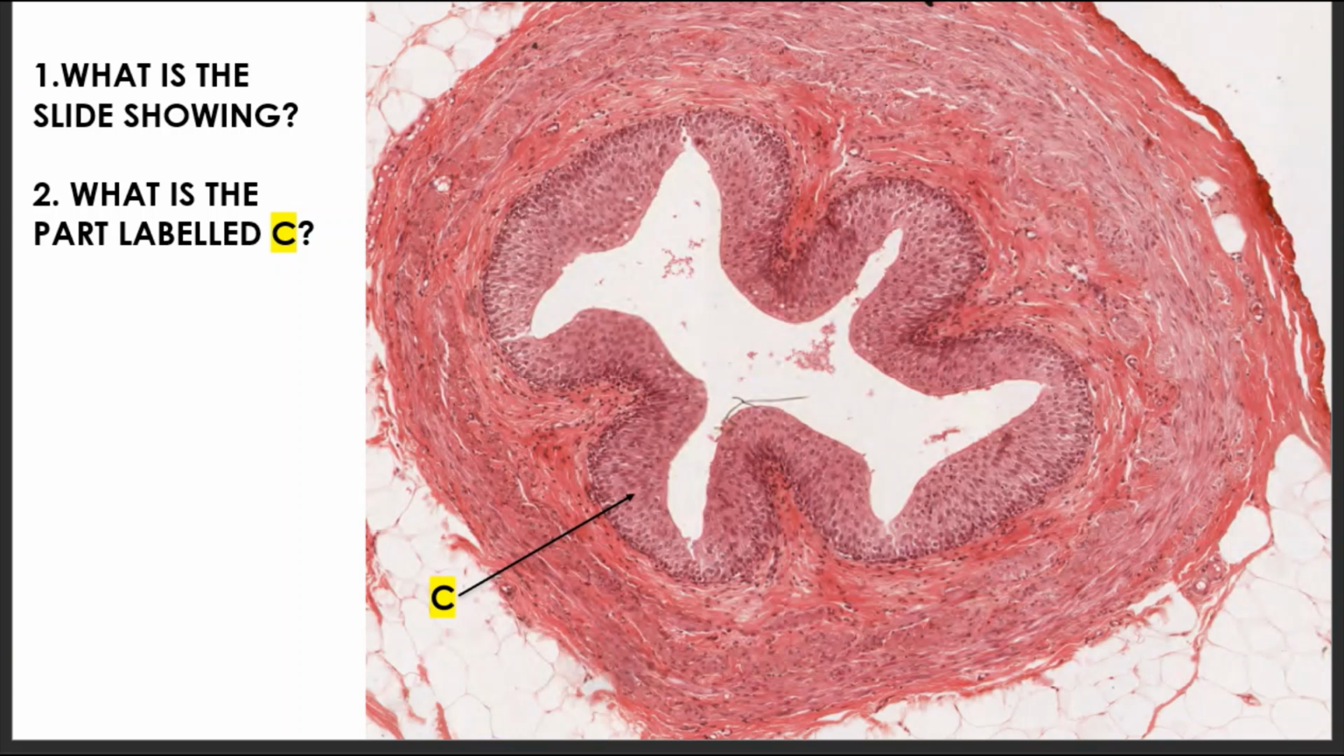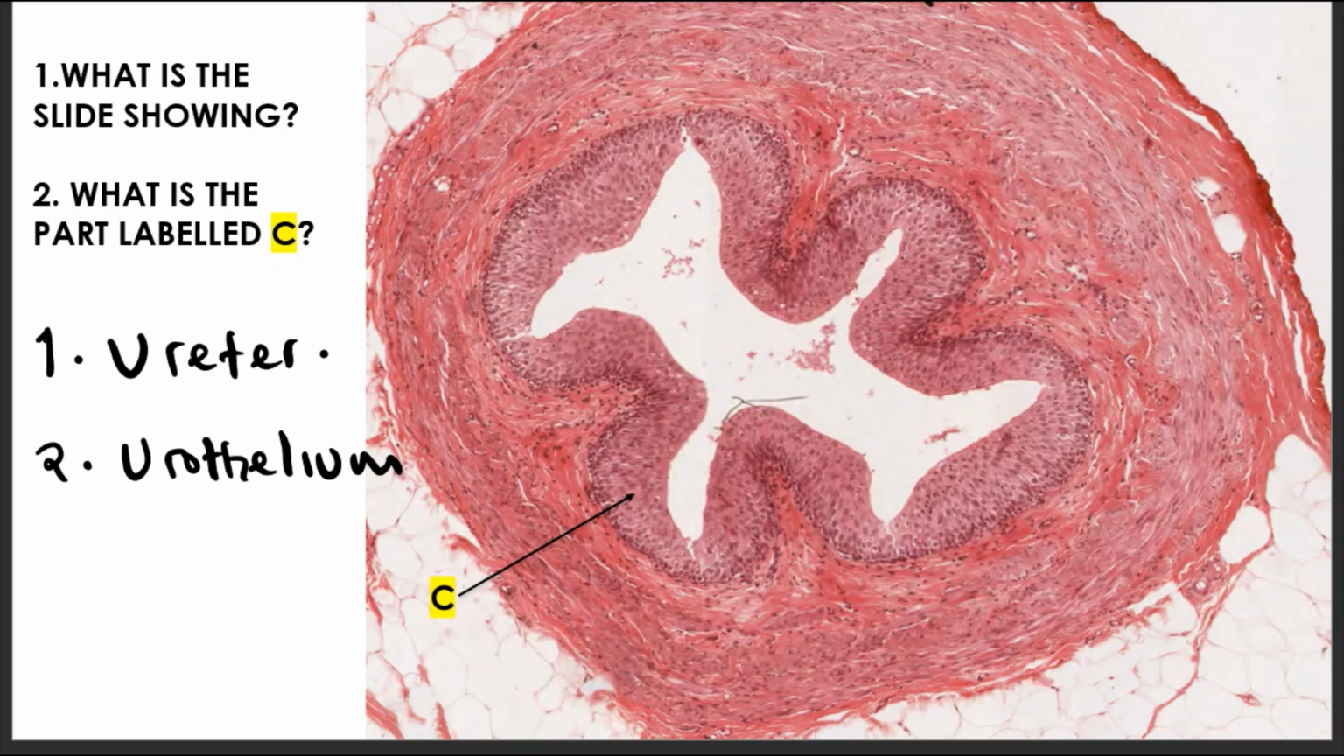What is the slide showing? This slide has got transitional epithelia here, and it has a star-shaped, irregular lumen. This is the ureter. What is the part labeled C? That is urothelium. Urothelium is simply transitional epithelium. So remember what we said, transitional epithelium has got umbrella cells on top, polyhedral cells in the middle, and lastly, cuboidal cells on the base.